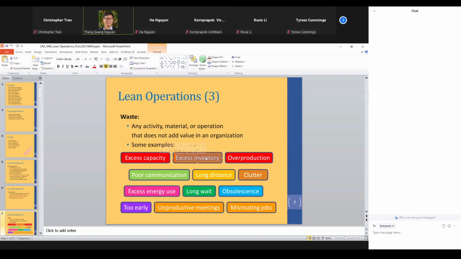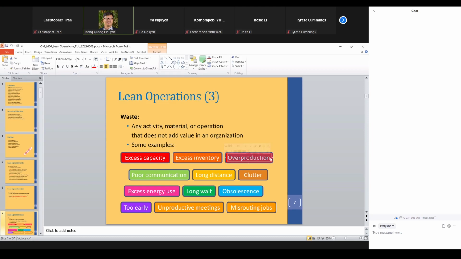Excess inventory is another form of waste because excess inventory means that we hoard some extra inventory without selling it or without using it. Then in a sense, we lock up our money in the extra inventory, right? So that's a form of waste right there.